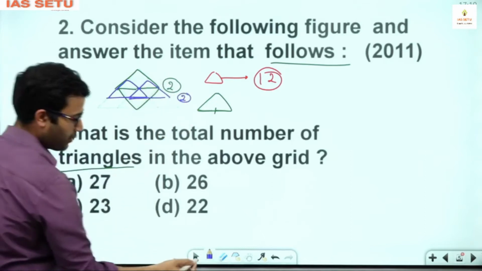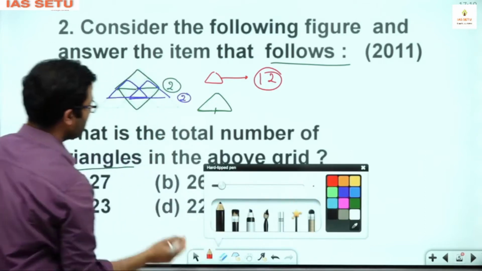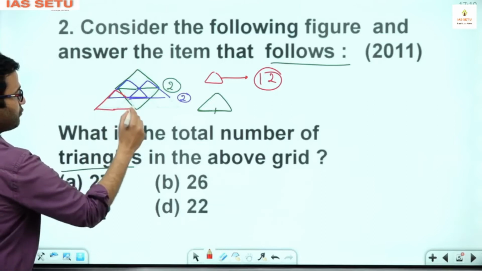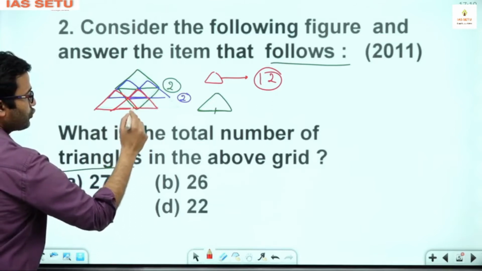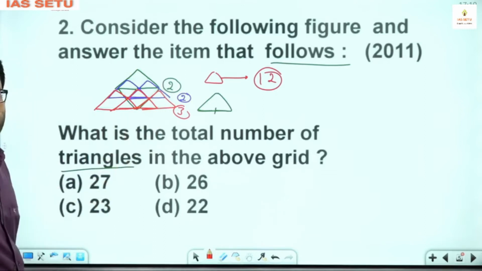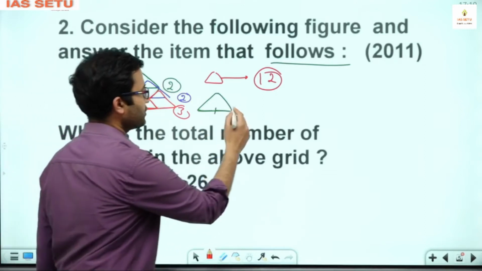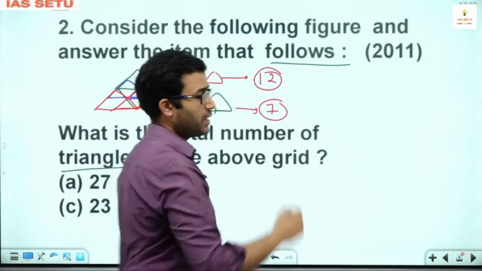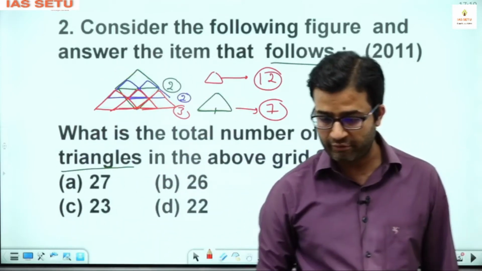So 2 triangles here. Then I use red color. So this is 1 and 2 double base, 1 triangle, red color. Just focus on red color. So we have 3 here. So total double base triangles, we have 2 plus 2, 4, 4 plus 3, 7. So we have 7 triangles with double base.